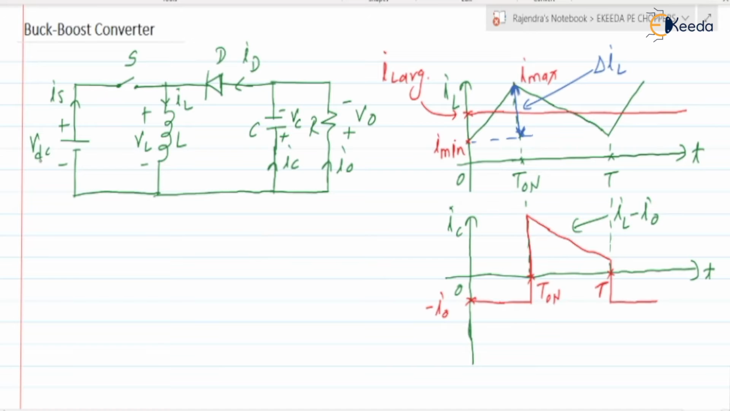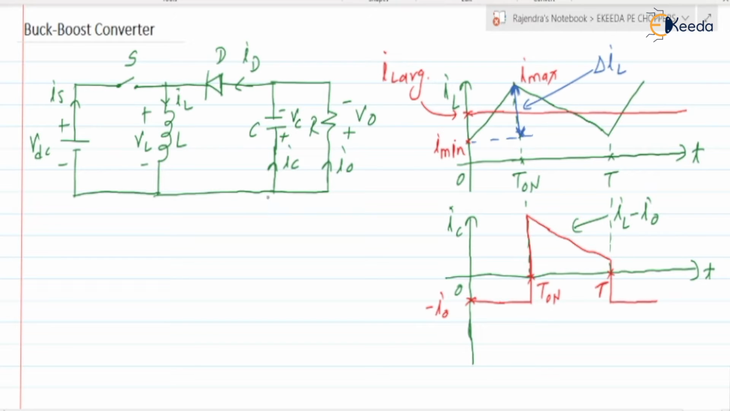So here we have the circuitry for the buck boost converter. It consists of the input voltage, a DC supply equal to VDC, that is a constant voltage. We have a switch S. The switch may be anything: a MOSFET, IGBT, SCR, etc. Next, here it is the inductor, diode, capacitor, and a load.